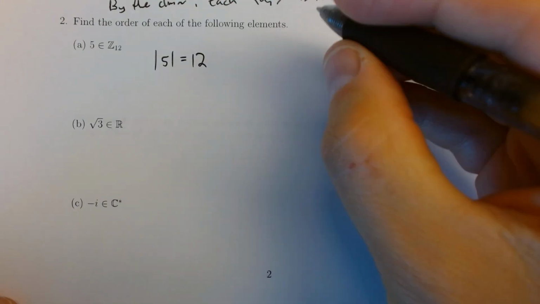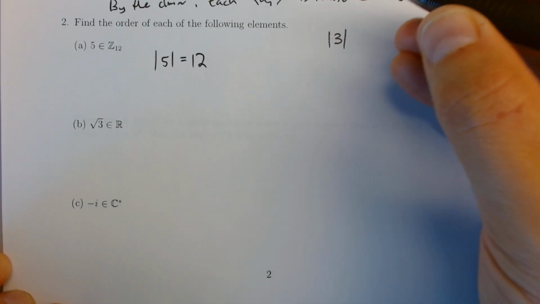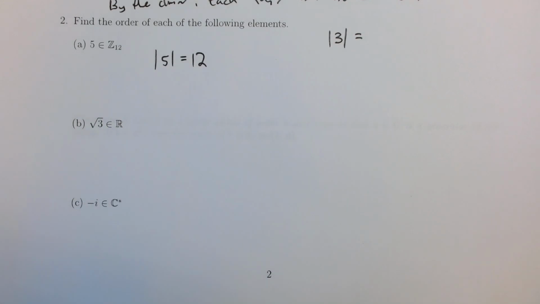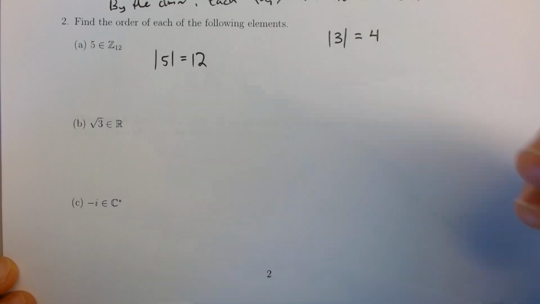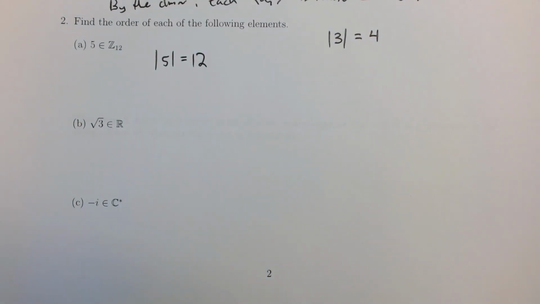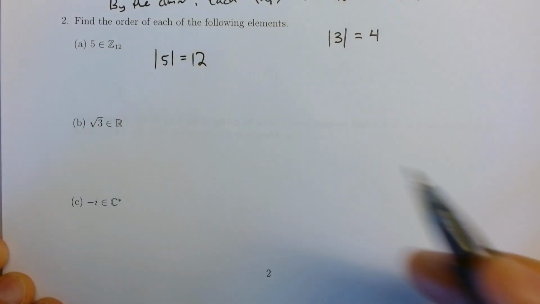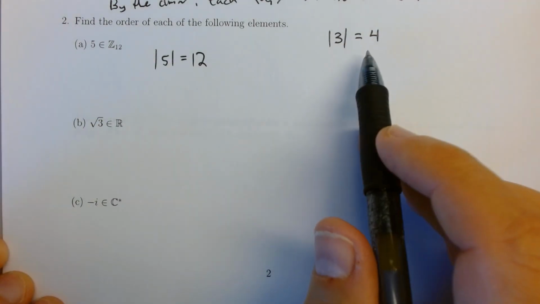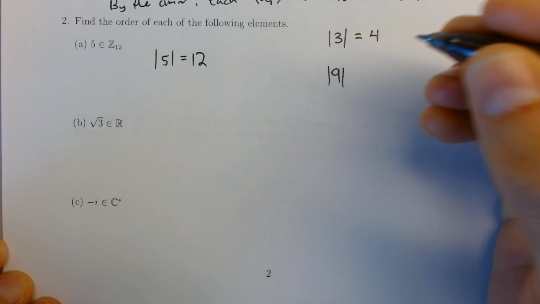Just to give you maybe some more interesting ones, if I wanted the order of 3 in Z12, just add it to itself until you get to 0. So 3 plus 3 is 6, plus 3 is 9, plus 3 is 12, but that's 0 mod 12. So you have to do 4 copies of 3 added together to get to 12. Now you might be thinking, oh, I just divide by 12, or 3 divided by 12 is 4. Well, not necessarily. We'll see exactly what you have to do.